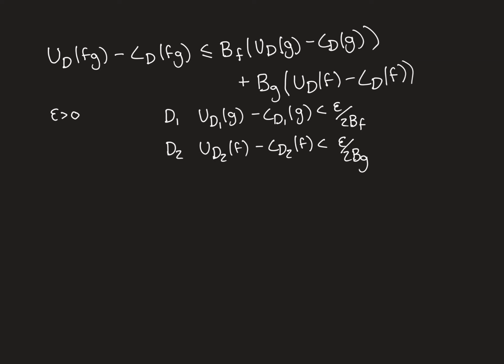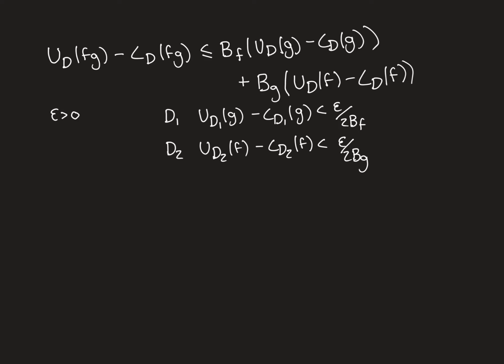So we want to use that fact to show that we can make the difference between the upper and lower sums for the product function as small as we like through a clever choice of dissection. So let's take an epsilon greater than 0 and let's find a dissection d such that this difference is going to be less than epsilon.